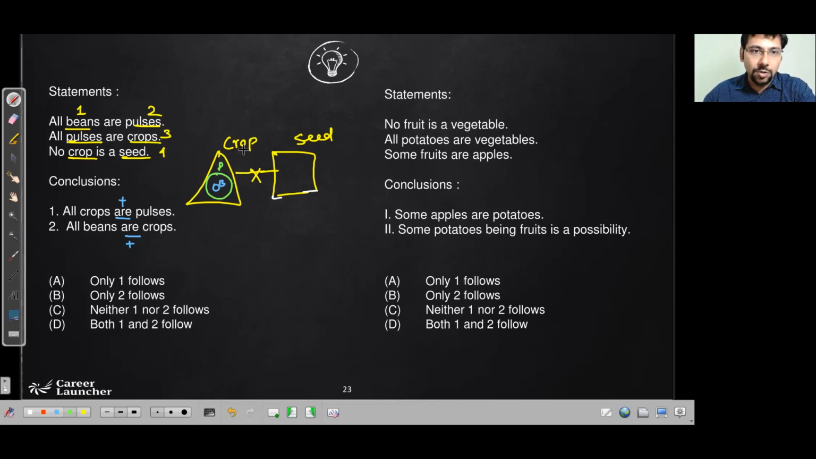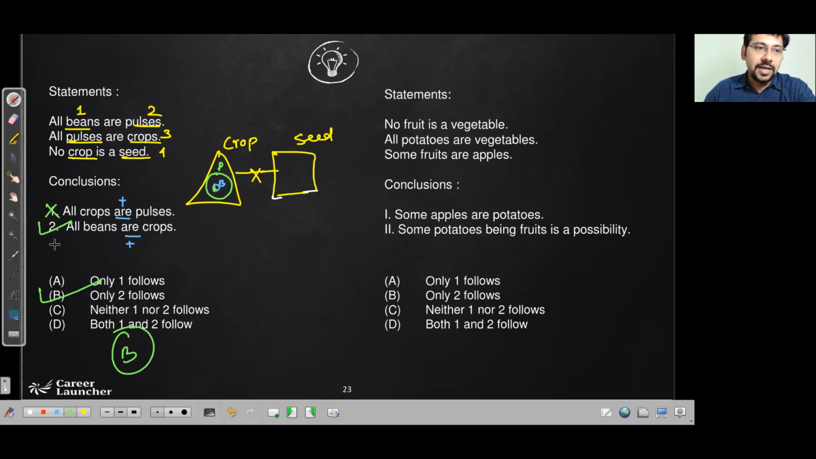All crops are pulses. No, not all crops are pulses. All crops may be pulses, but all crops are not pulses. Some crops are pulses. So this is gone. All beans are crops. Yes, all of the beans are a subset of crop, but a crop is not a subset of beans, right? So I can say the second one. So the second is true. So for this, the second follows.